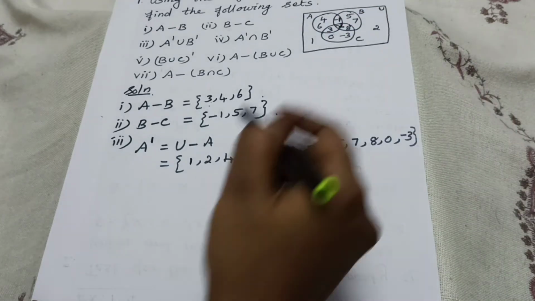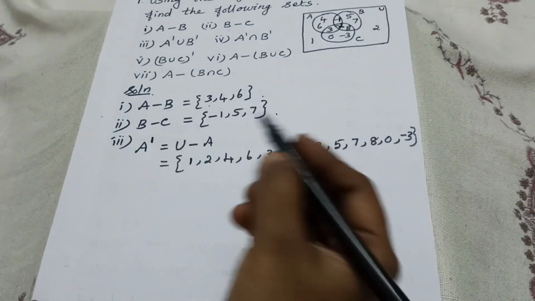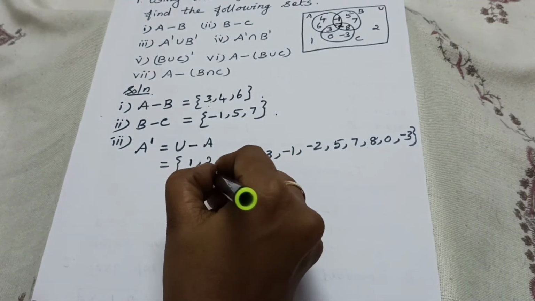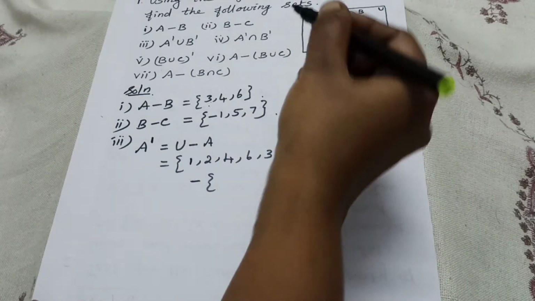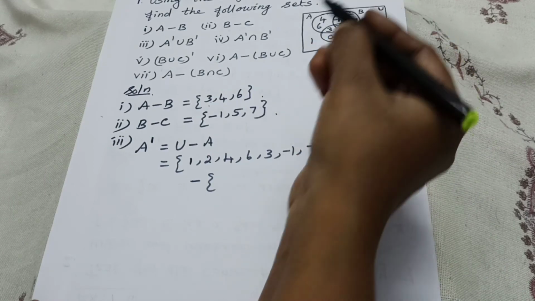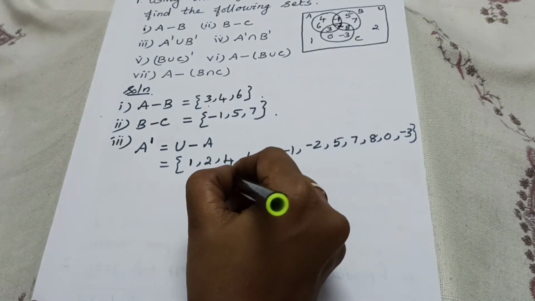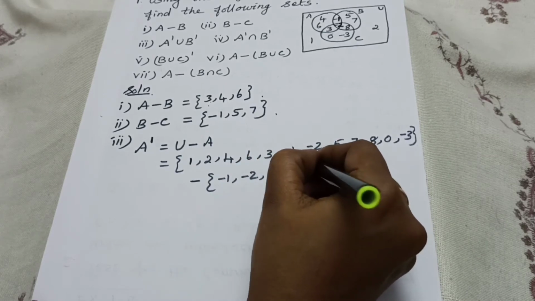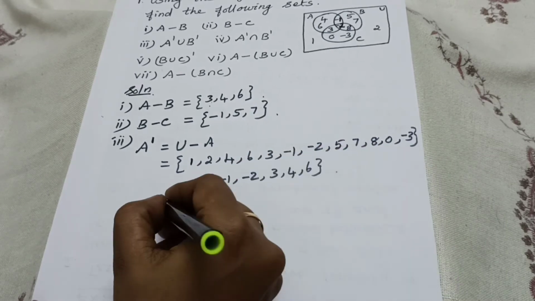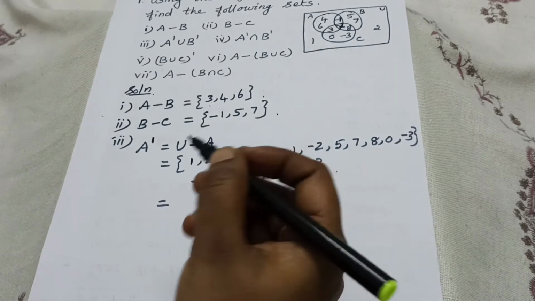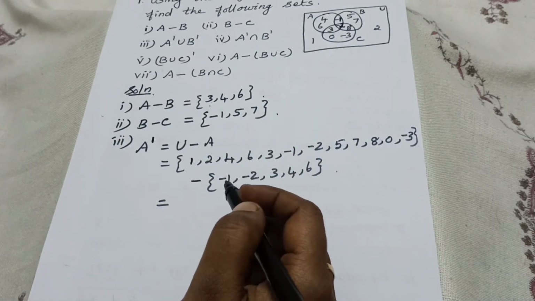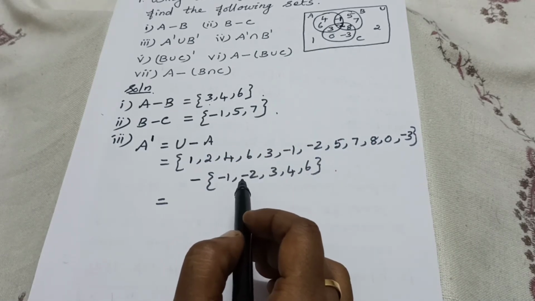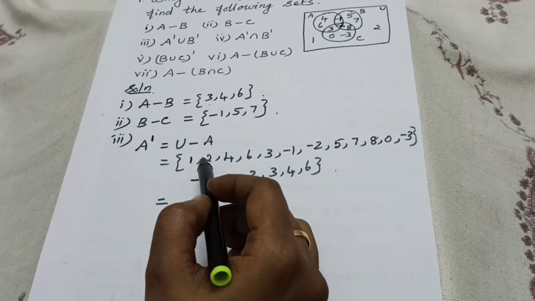Very clear? 2 also we written. 1, 2, 3. Okay. Then minus A set. A, what are the elements? What are the elements you say? Here minus 1, minus 2, then 3, 4, 6. Okay. Then that means here it is not in A, but it is in universal set.